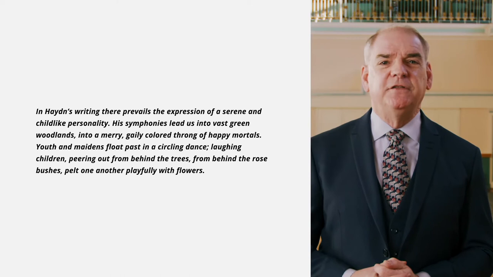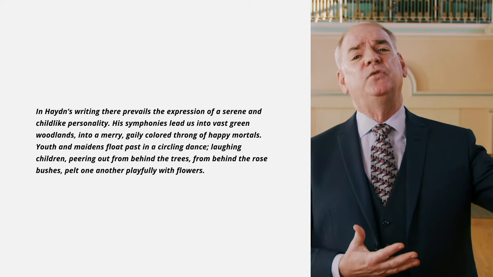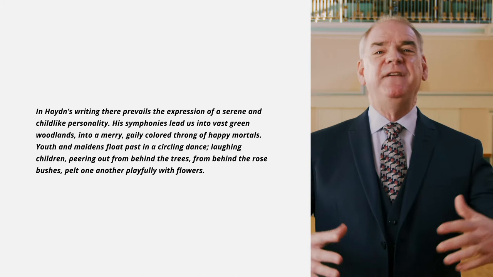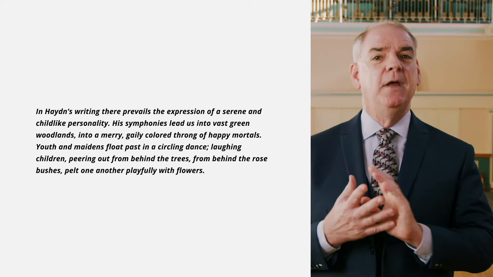In Beethoven's Instrumental Music, Hoffmann posited Haydn and Mozart as thesis and antithesis. He wrote of Haydn, his thesis, in a characteristic, highly florid manner, and I quote, "In Haydn's writing, there prevails the expression of a serene and childlike personality. His symphonies lead us into vast green woodlands, into a merry, gaily colored throng of happy mortals. Youth and maidens float past in a circling dance. Laughing children peering out from behind the trees, from behind the rose bushes, pelt one another playfully with flowers."